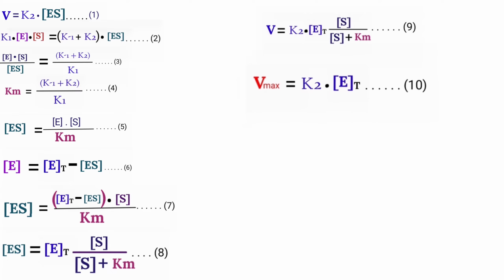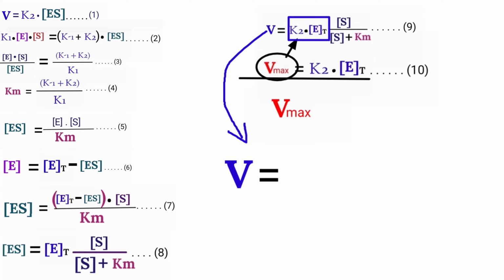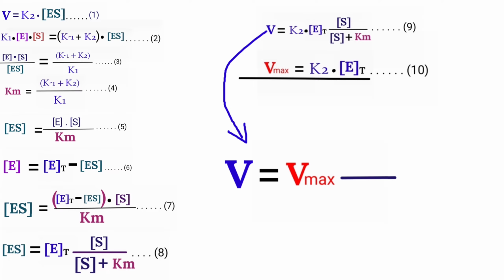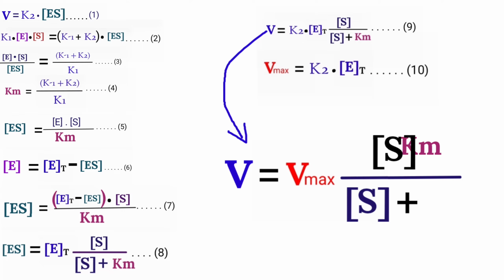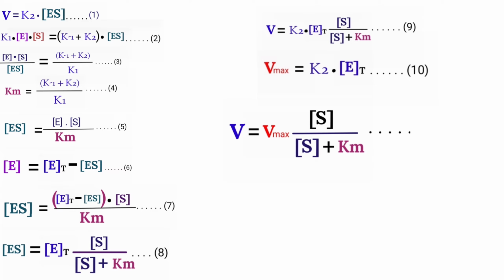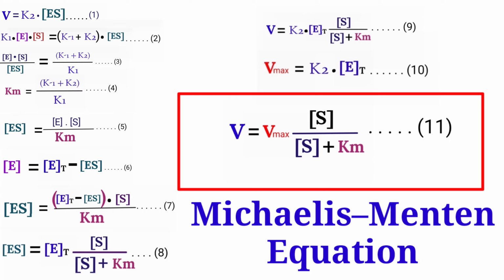So if you substitute our equation number 10 into equation 9, where it is said that Vmax is equal to K2 times total enzyme concentration, then we will get V0 equal to Vmax times, in the numerator, substrate concentration divided by substrate concentration plus Km, which will be our equation number 11, and this equation is known as the Michaelis Menten equation for enzyme kinetics.